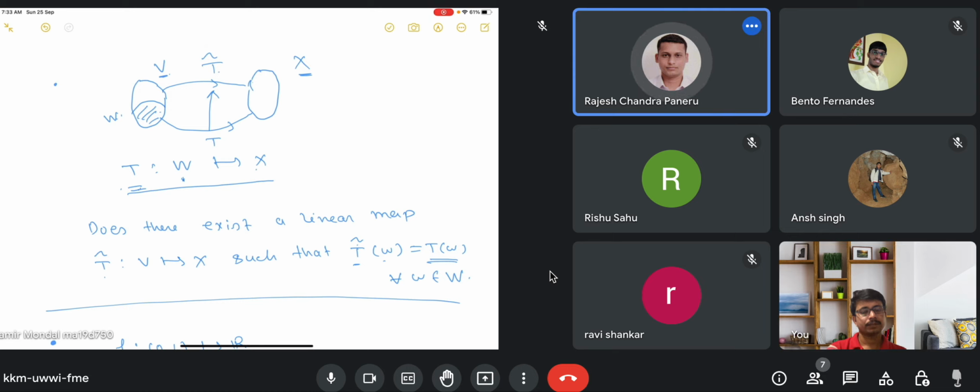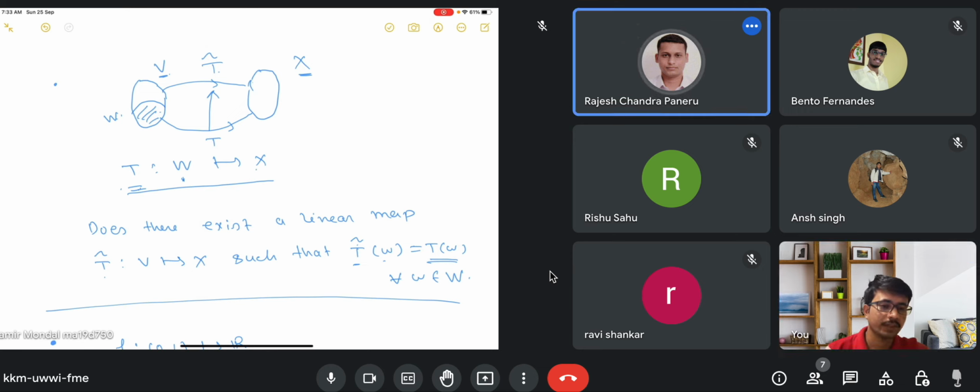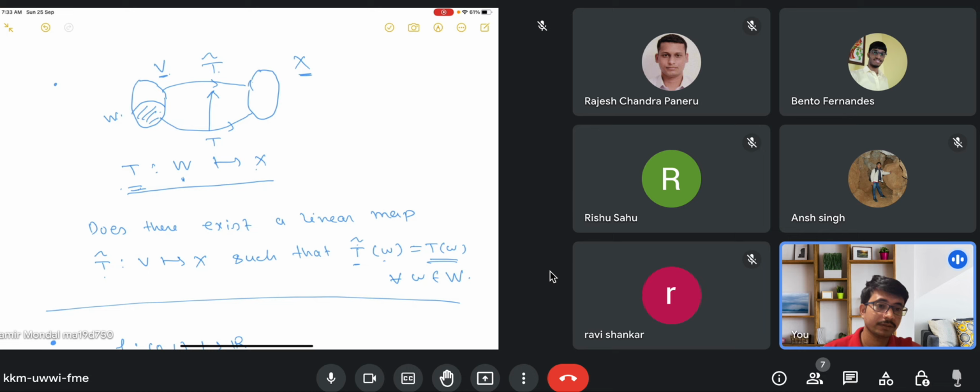Sir, we can extend the function, if one function is defined on a subspace. In vector space, we can extend the function from a subset to a bigger set. Not subset, subspace. If the linear transformation is defined on the subspace, then we can extend it to the full vector space.